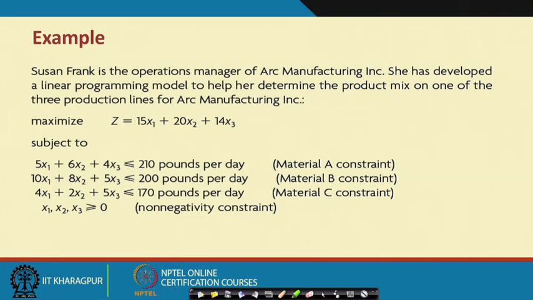Since it is a 3 variables case, the multivariate structure, usually a graphical solution may not help you. So you can go to the simplex method and solve the problem. Since it is the maximization type with less than type constraints, a simple simplex method can be applied to get the values of the decision variables, the optimality, and then look for the optimal solutions.